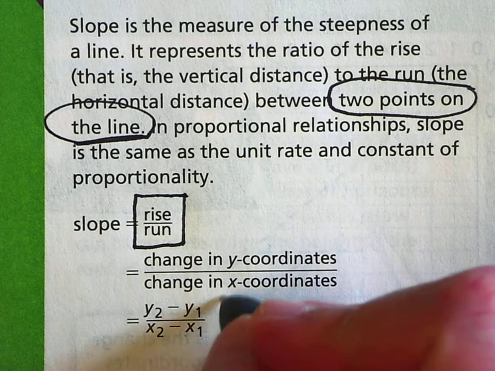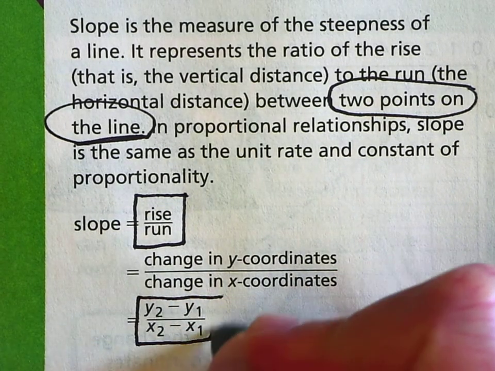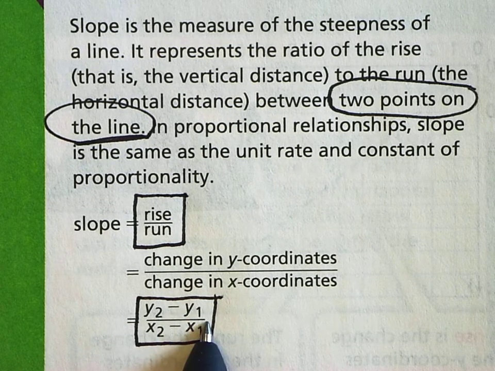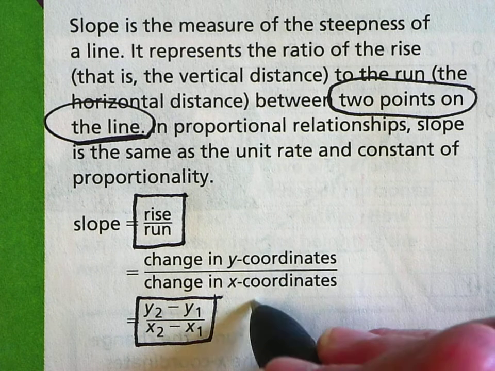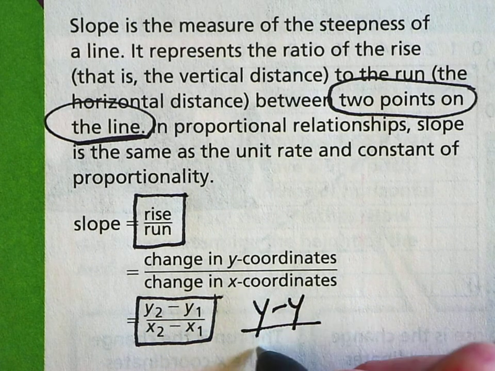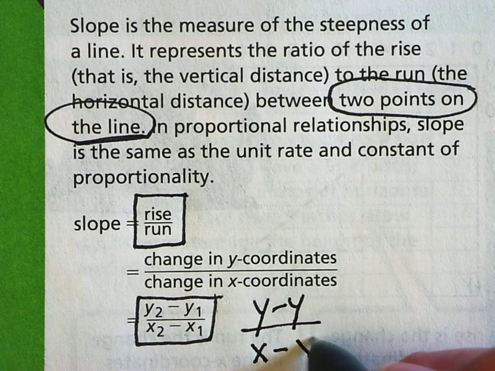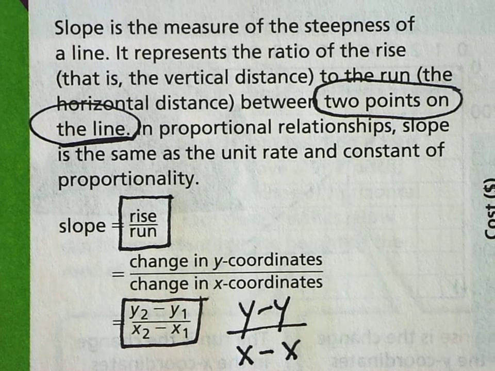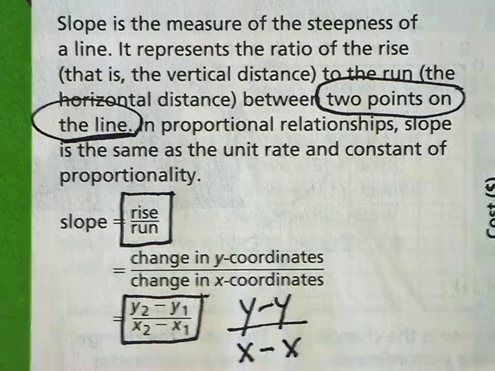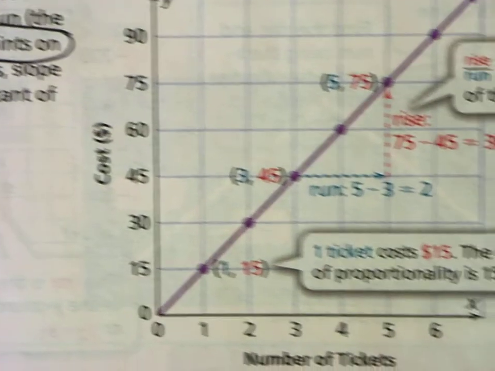The other way to find slope is this formula, y sub 2 minus y sub 1 over x sub 2 minus x sub 1. Basically, the change in the y coordinates, y minus y, over the change in the x coordinates, x minus x. So we need 2 points that land on the line. Let's find rise over run first using this graph.